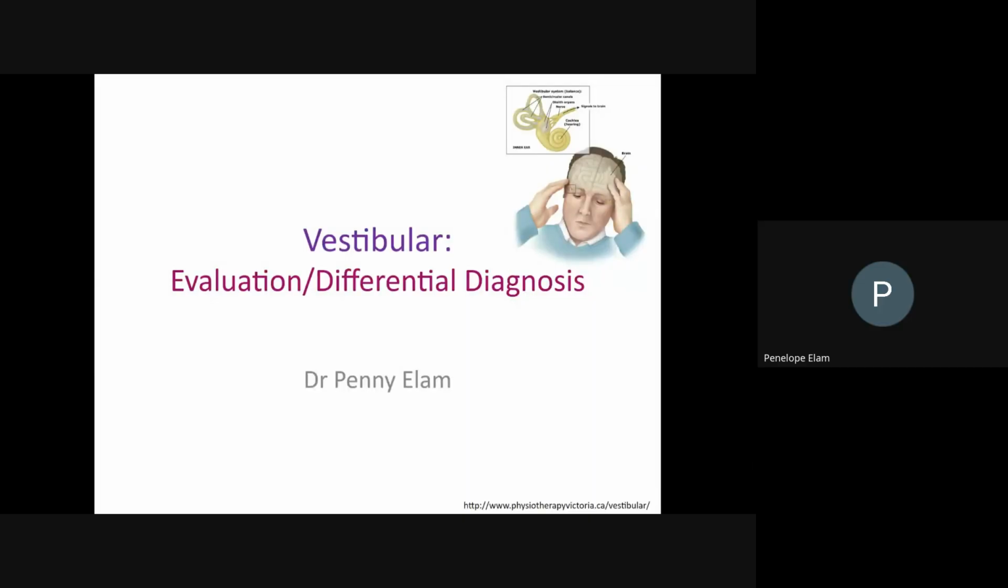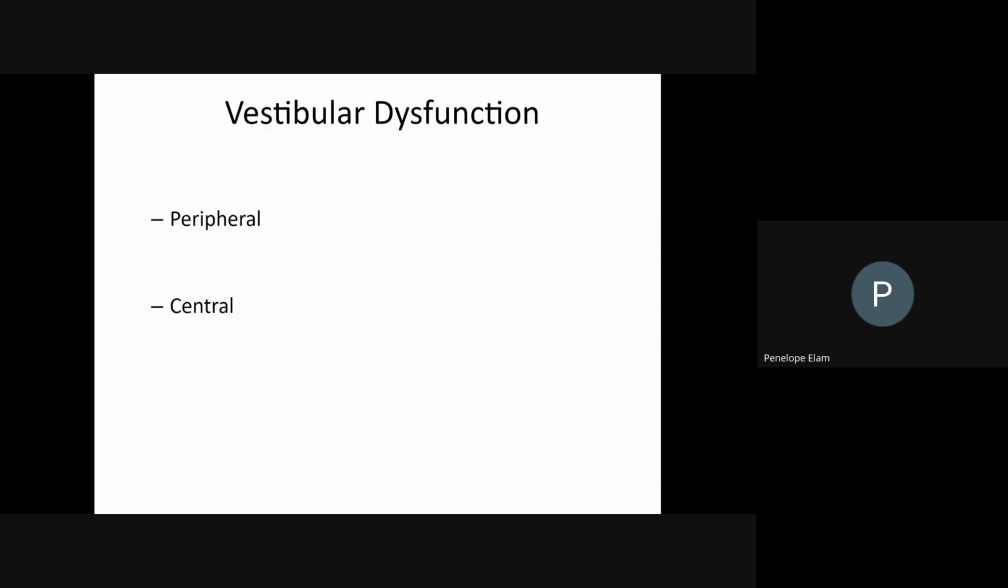So we're going to be talking about the evaluation and differential diagnosis piece of vestibular dysfunctions. As we've talked about already, there are peripheral vestibular dysfunctions. So we're thinking that that's going to be in the vestibular nerve, so the cranial nerve. It could be in the semicircular canals. It could be in the otoliths, in the labyrinth, anything. We're thinking more it's the actual inner ear structure when we think about peripheral vestibular dysfunction.